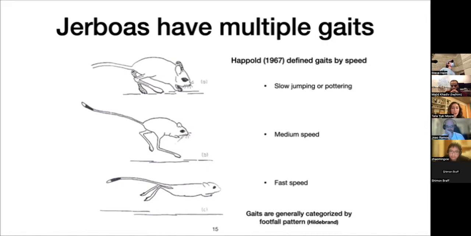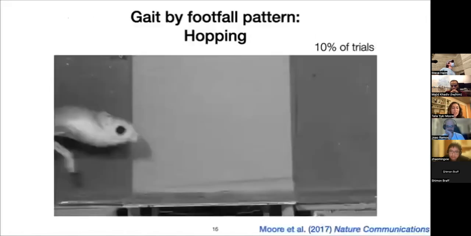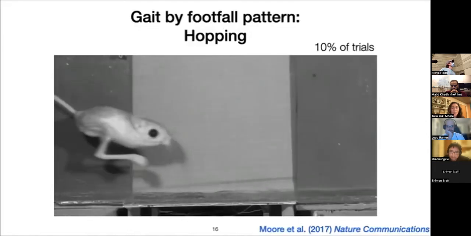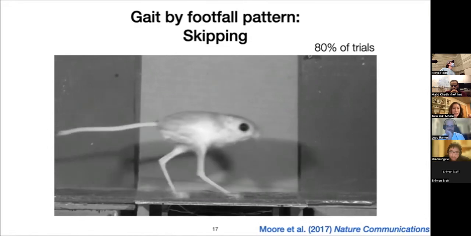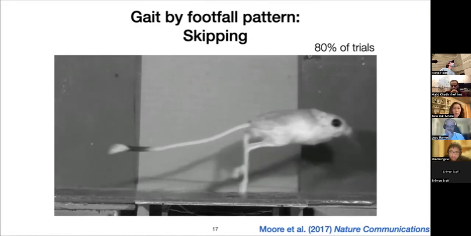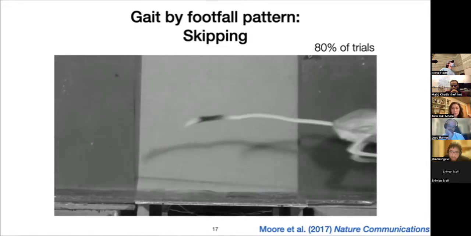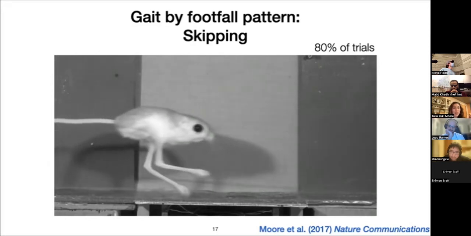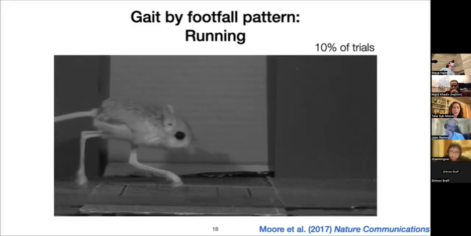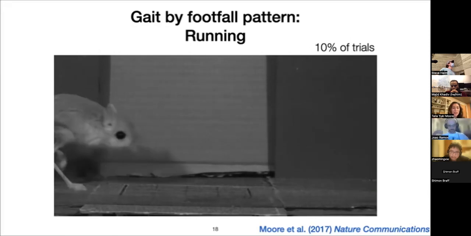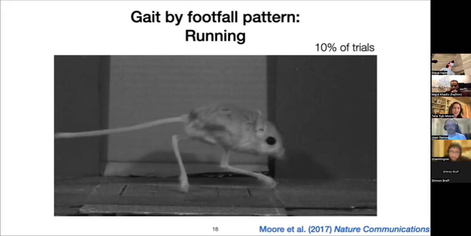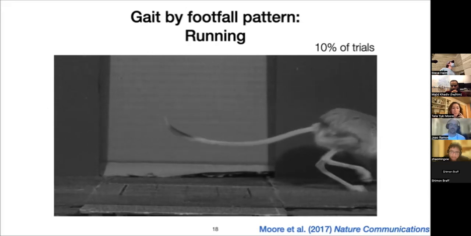I identified hopping, which is simultaneous footfalls with only one aerial phase. That's in 10% of the trials. And then skipping, which again only has one aerial phase, but it's a slightly staggered hop with no aerial phase in between. And then we've got running, which is just like our running. So it's got an aerial phase in between each step, and the legs are exactly opposite from each other.